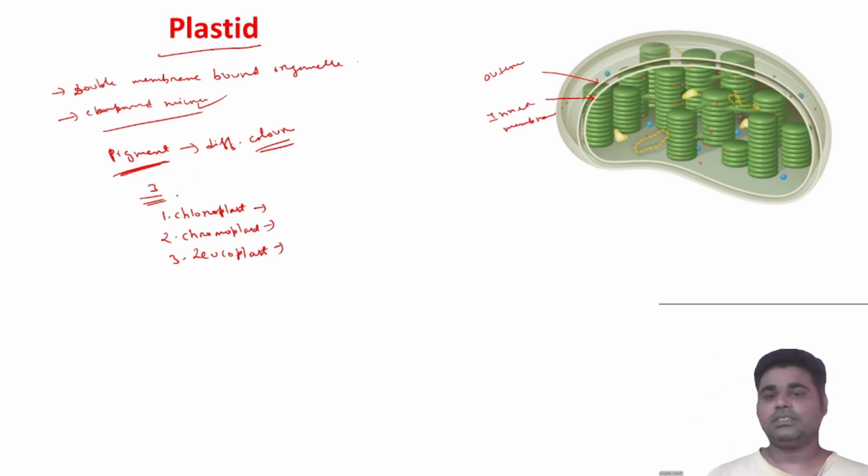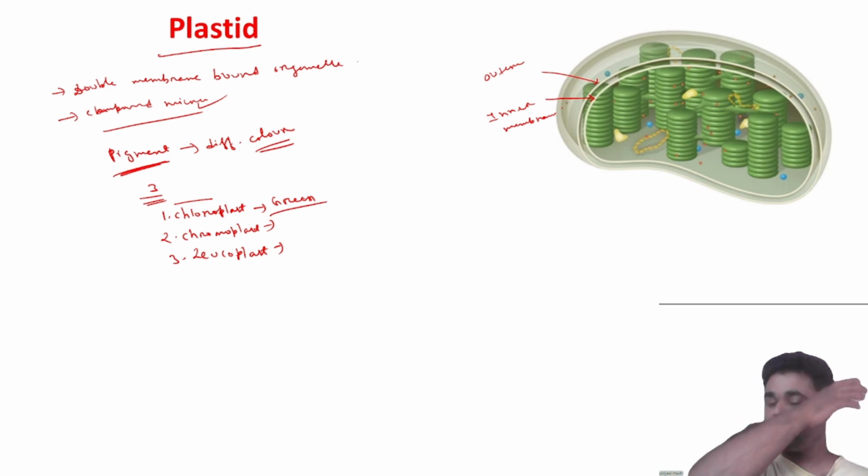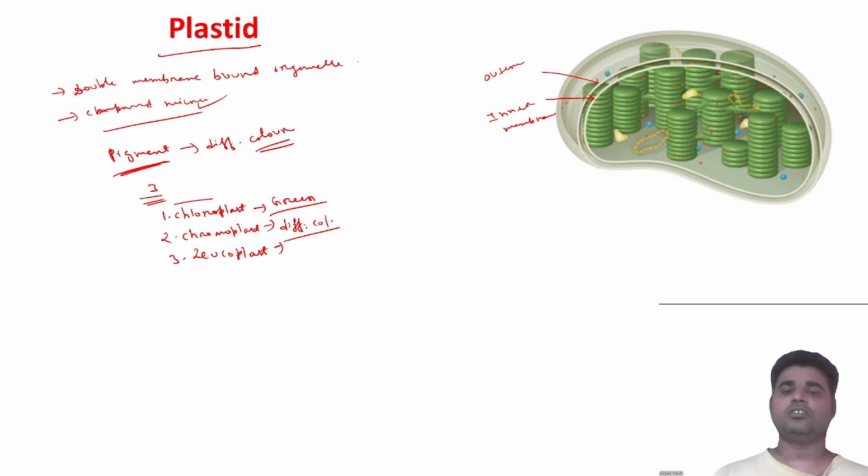So what is the chloroplast? Chloro means green. So that means it provides the green color to the plant, obviously. That means the plant contains the plastid. In the animal, they don't have the plastid structure. The chromoplast provides the different color, meaning a color other than green. For example, red, orange, different types of colors are present.